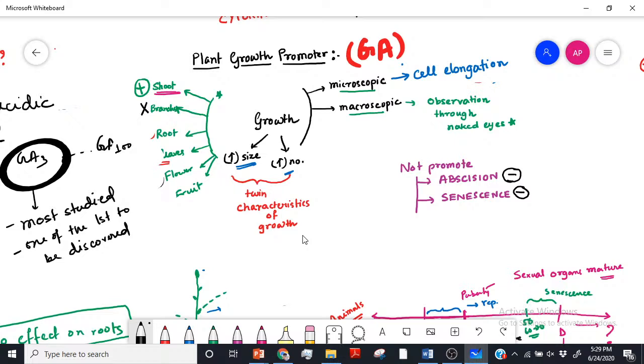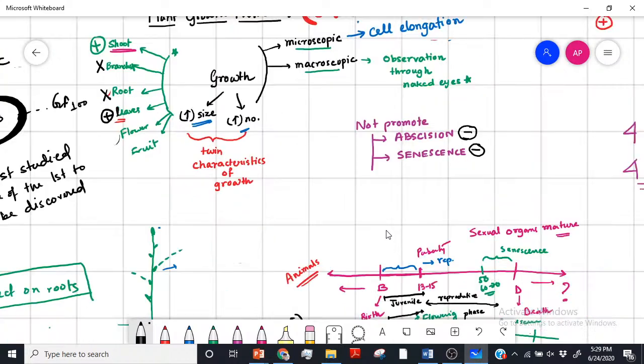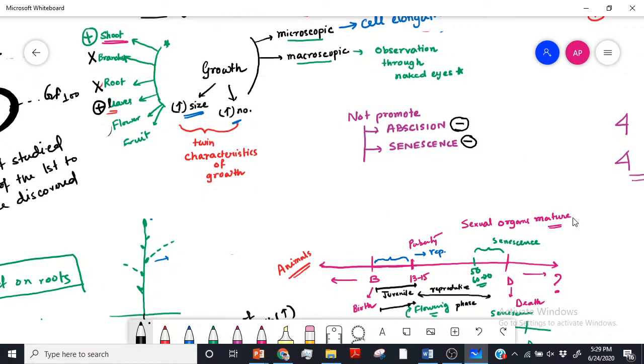Now root: gibberellin has no effect, so it will again be a cross. Now leaves: it promotes the growth of leaves. And flower, now we are coming again to the idea of the BD segment. Now what happens in case of the BD segment? Plant growth promoters help in achieving this puberty or flowering phase fast, so they quicken up the juvenile phase, isn't it? Plant growth promoters quicken up the juvenile phase, as we have seen in the case of auxin.